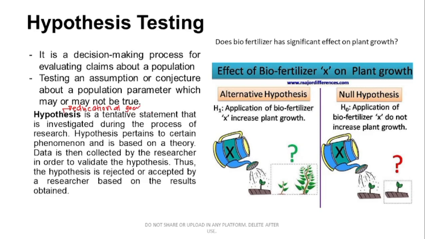It is a tentative statement that is investigated during the process of research. So, ito yung gusto nating patunayan. Hypothesis pertains to certain phenomenon and it is based on a theory. Data is then collected by the researcher in order to validate the hypothesis. Thus, the hypothesis is rejected or accepted by a researcher based on the results obtained. So, we have two types of hypothesis, the alternative and the null hypothesis. Ang hypothesis, it is a statement na gusto nating i-investigate.